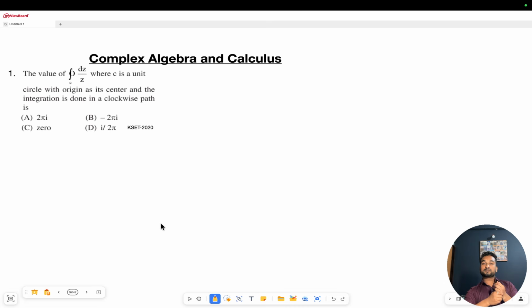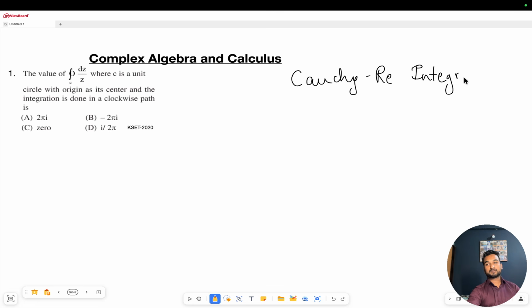Okay, so it is solved by a topic known as Cauchy-Riemann integral. I am really sorry, I can't remember the spelling of Riemann. So Cauchy-Riemann integral, this is the topic from which you solve those questions.